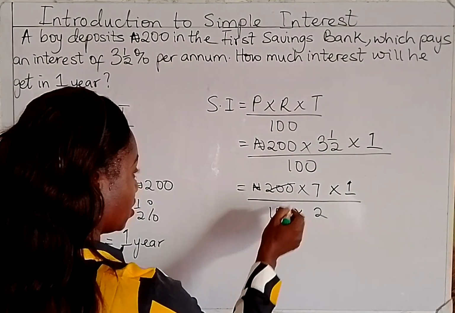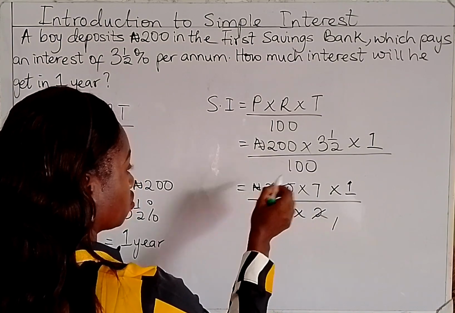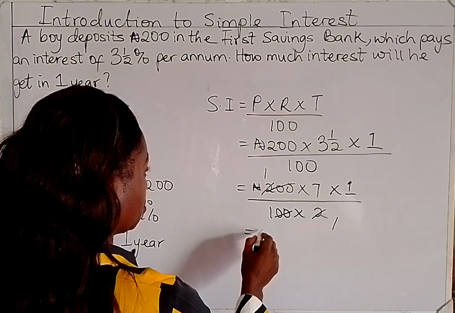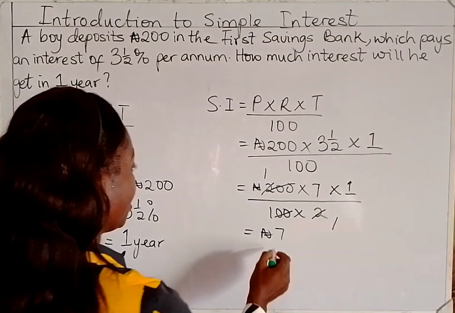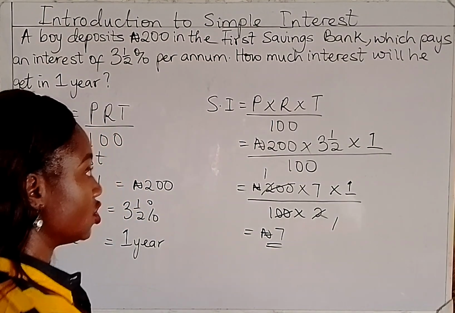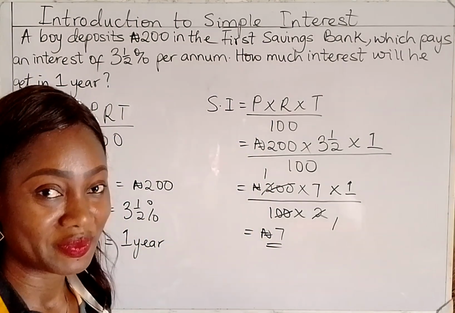Alright, so these 2 zeros cross out these 2 zeros. 2 here is 1, and 2 into 2 here is 1. So I'm left with what? 7 naira. And this is the simple interest. The interest he is going to get after 1 year.